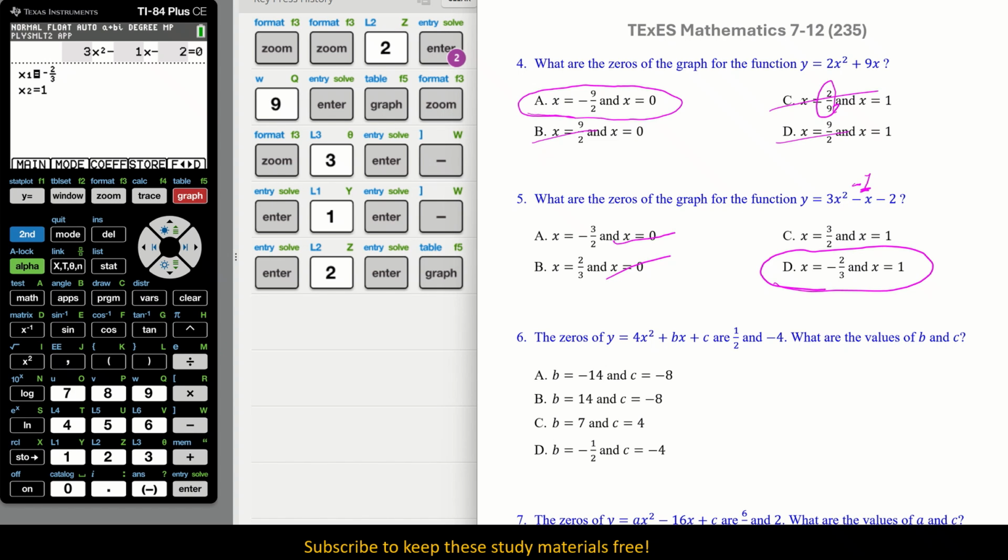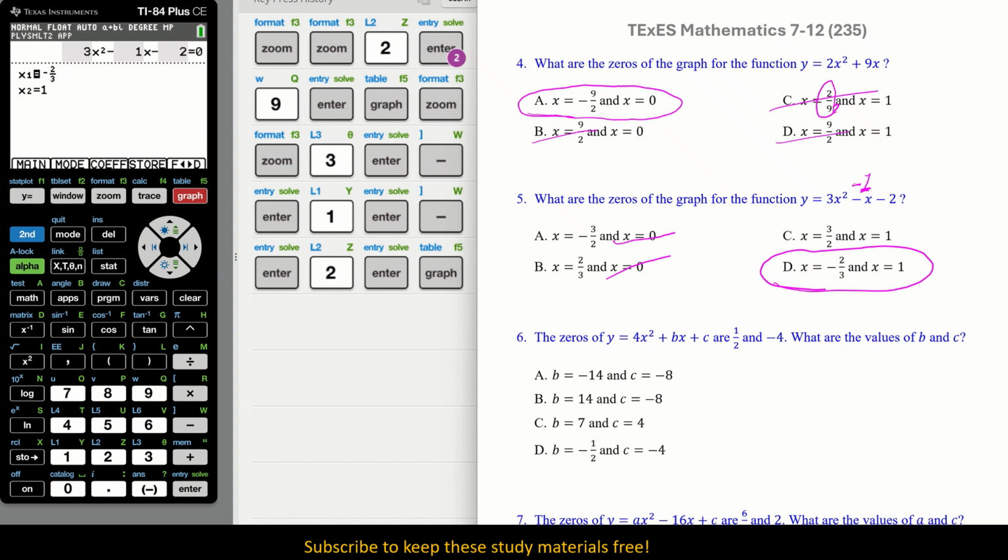Now, let's look at number 6. The zeros of y equals 4x squared plus bx plus c are a half and negative 4. What are the values of b and c? Okay, now you may say, wait a minute, we got to work all this out. That's going to take a while. No, we're not. Absolutely not.